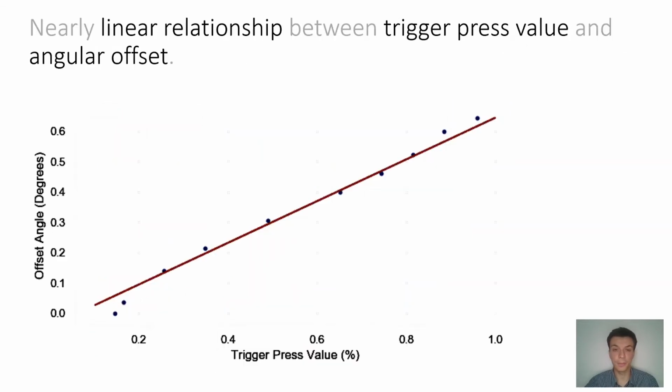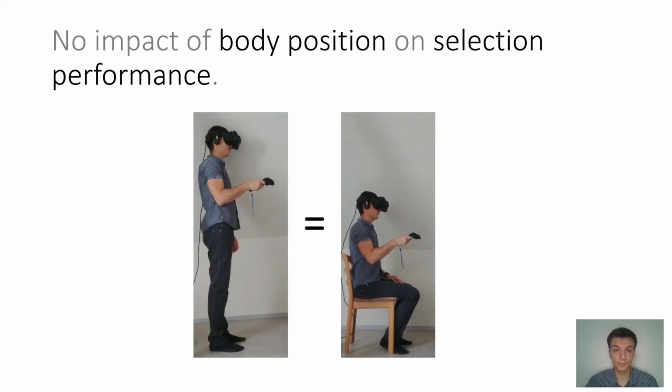We also found a nearly linear relationship between the trigger press value, so how far the trigger is pressed in, and the angular offset or the Heisenberg magnitude. So the further the trigger was pressed, the more the ray or the selection ray got displaced.